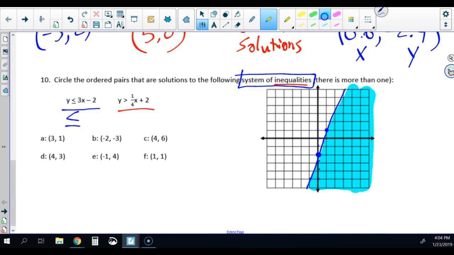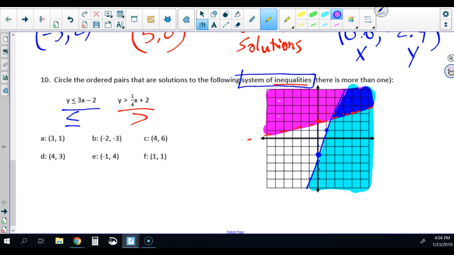The red line, we have y is greater than 1/4 x plus 2. There's my y-intercept of plus 2. Slope of 1/4, that is greater than. That tells me dotted line shaded above. Dotted line shaded above. Highlight that. It's going to look sort of like that.